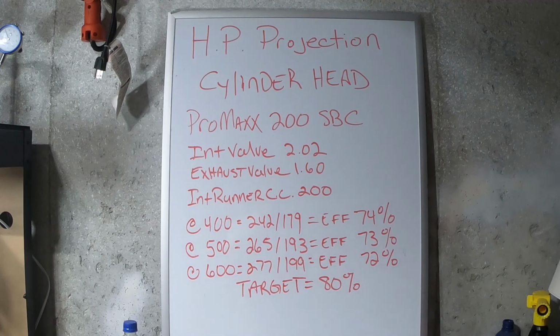Target efficiency that I would like to see is about 80% in the lift range of the cam that I'm going to be selecting. So knowing that these flow only 74 and 73% respectively between 400 and 500ths of an inch of lift, which is where the cam I'm probably going to be selecting is going to live, there's ways to get that target back up closer to that 80 or better percent efficiency. The cheapest way, but the hardest way, is to port your heads.